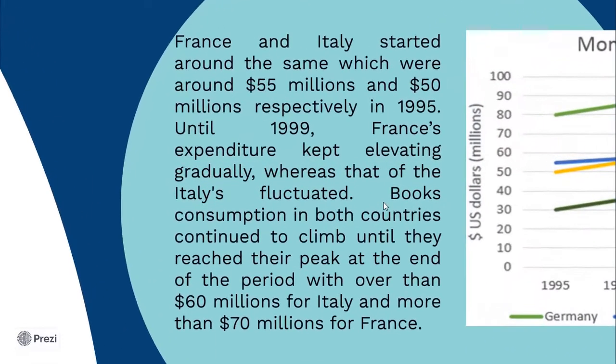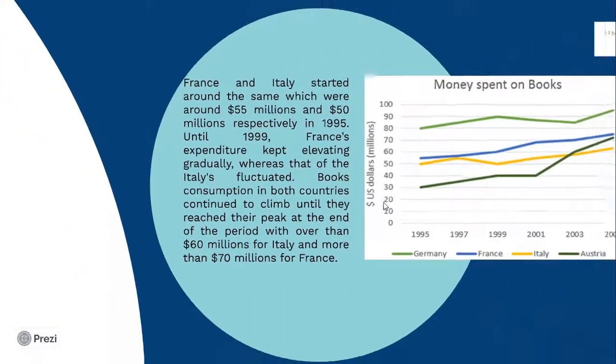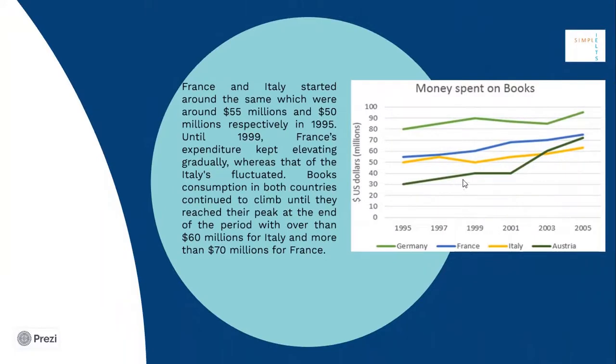And then we can continue. Books consumption in both countries continued to climb until they reached their peak at the end of the period, with over 60 million for Italy and more than 70 million for France. Okay, so that's an example of how we write down body paragraph 1.